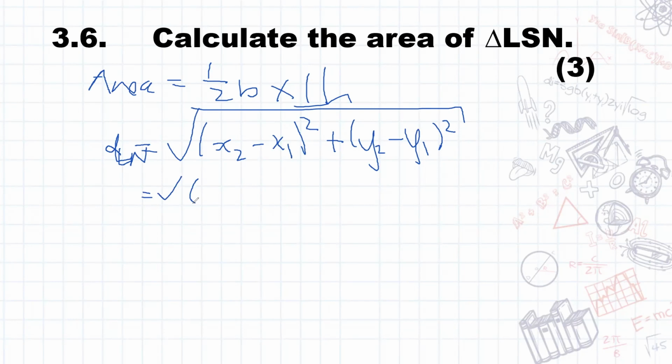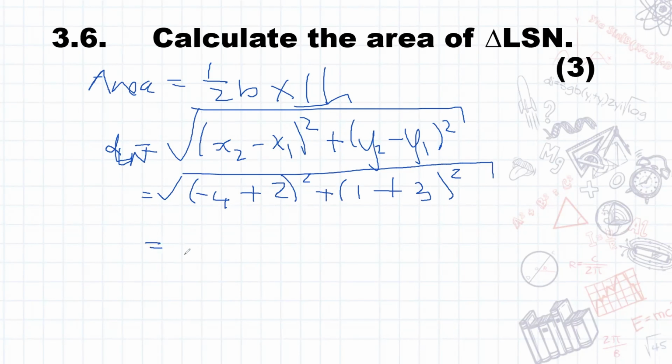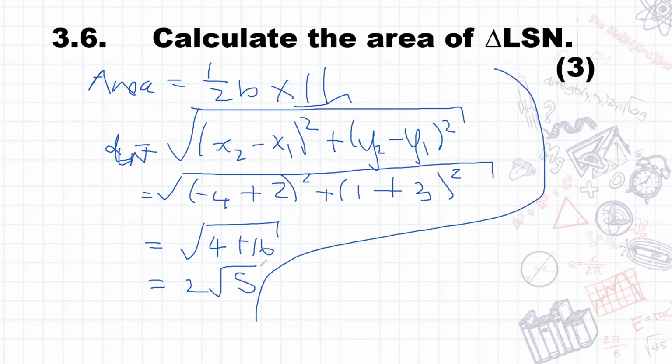Here L is negative 4 and y is 1, and N is 2, so that becomes plus, and minus 3, so that becomes plus. So this becomes minus 2 squared, which is 4, and this becomes 4 squared, which is 16. So we have the square root of 20, and if we put that into the calculator, it simplifies to 2 square root 5. Now, that is all 1 mark.